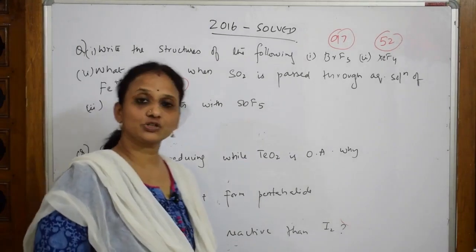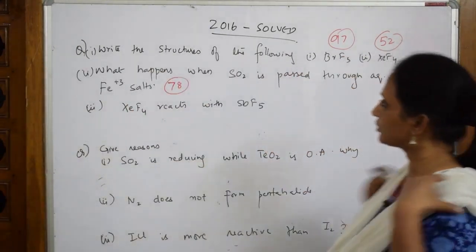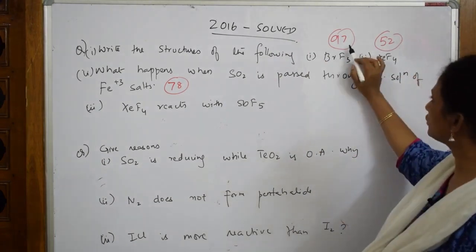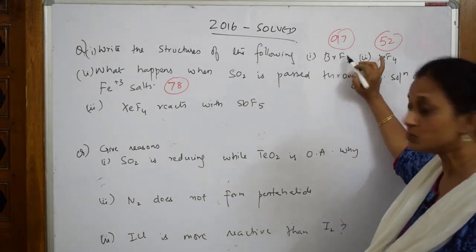Right, let us come back and solve your 2016 paper. In the 2016 paper, what do they give me? They've again given structures. The structures I've already done in video number 97 for the interhalogen compounds.